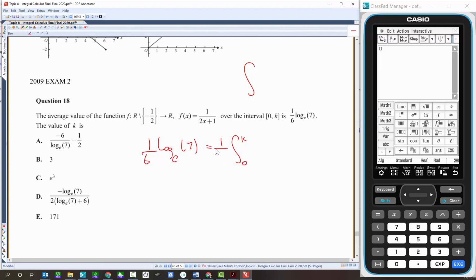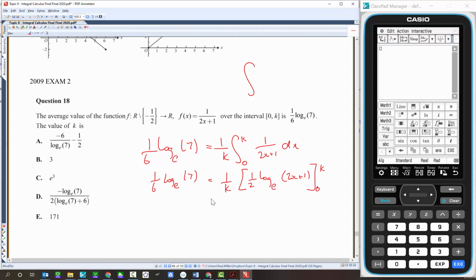Because we want the average value, it's 1 over the subtraction of the terminals, k take away 0, which is 1 over k. And what am I integrating? It's 1 over 2x plus 1 dx. So 1 over k square brackets, and the integral of that is 1 over 2 log E 2x plus 1, and that's between k and 0.